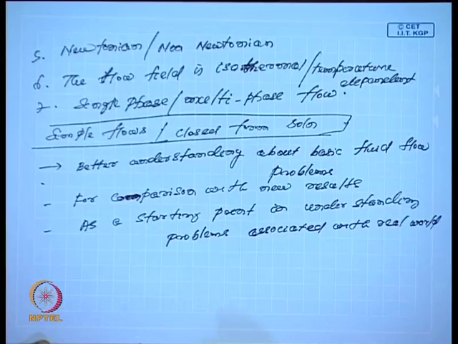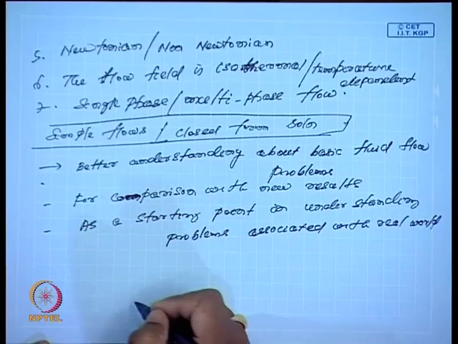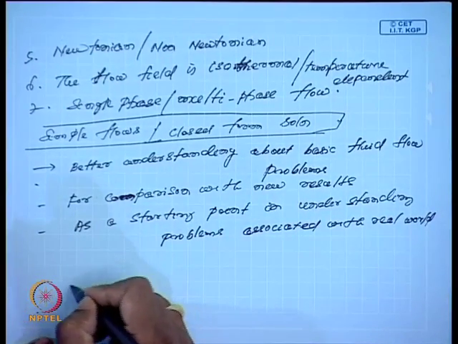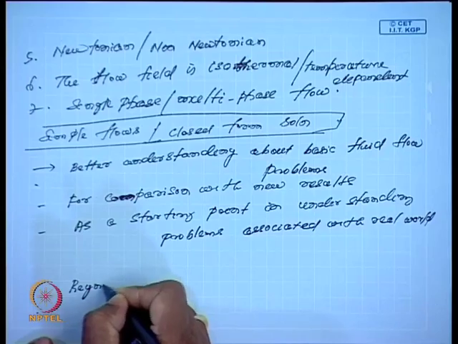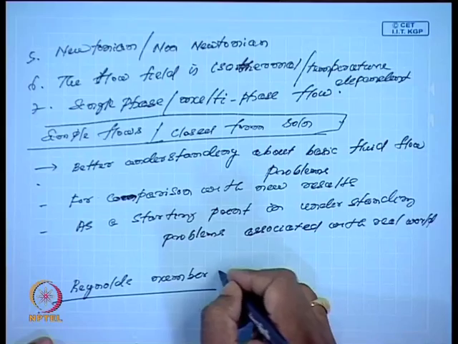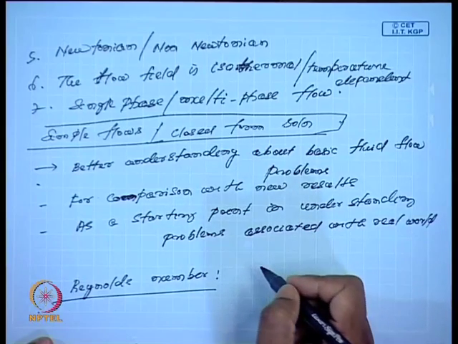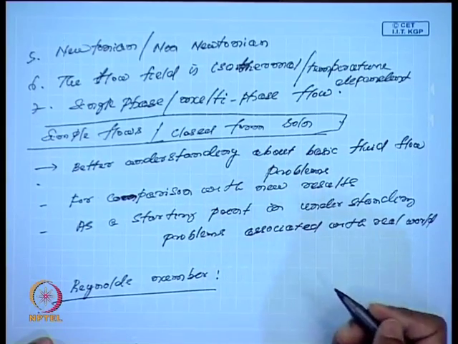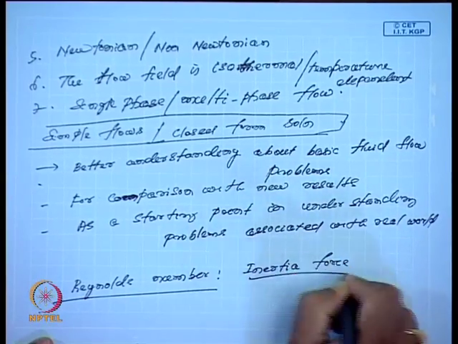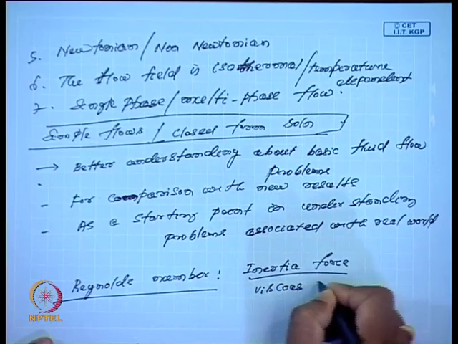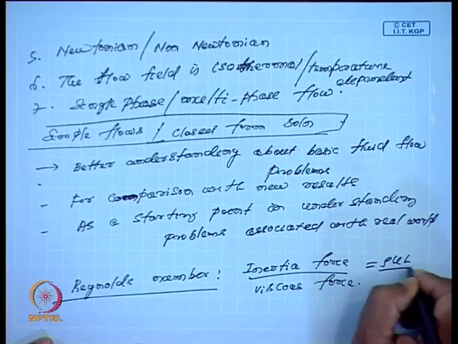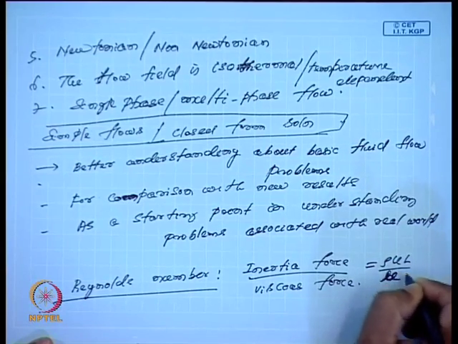let us look at the Reynolds number, Re. As I mentioned, this depends on two quantities. Basically this is the ratio of the inertia force to the viscous force, and this is also often written as rho u L by mu.